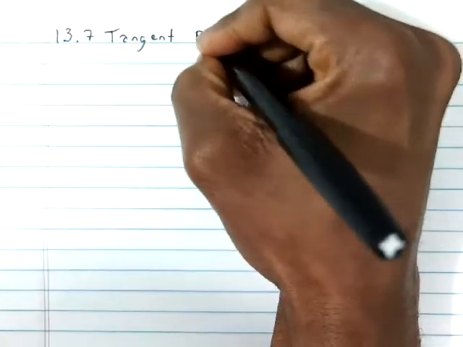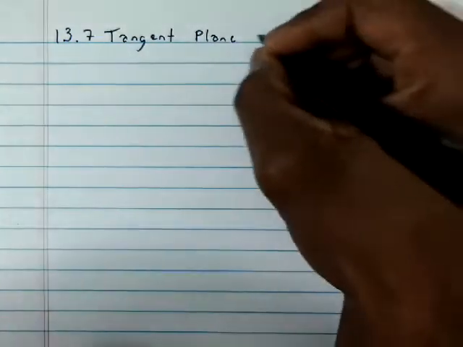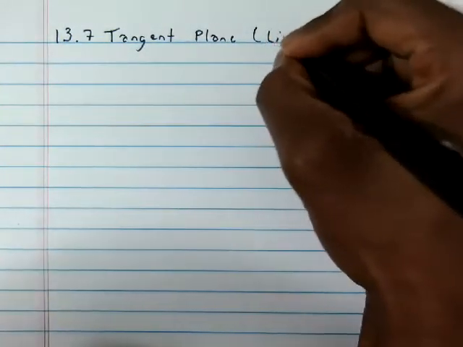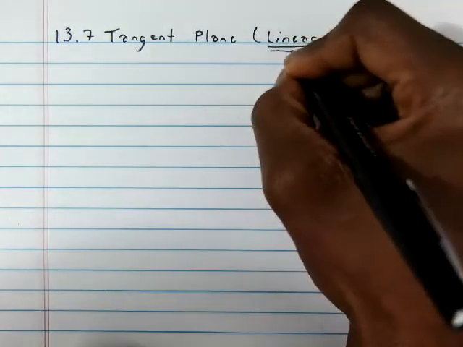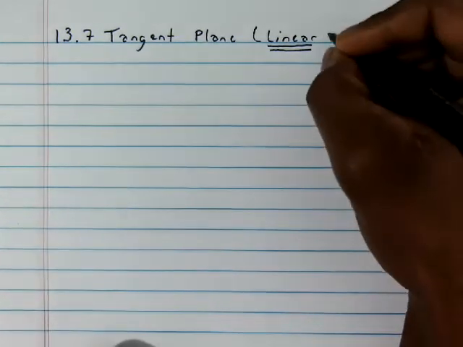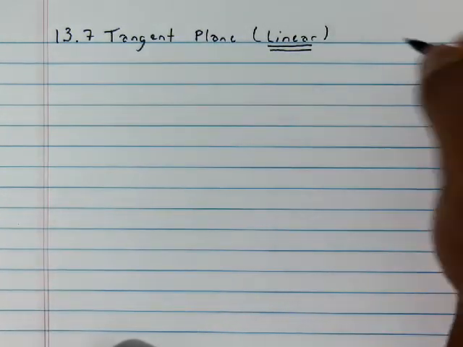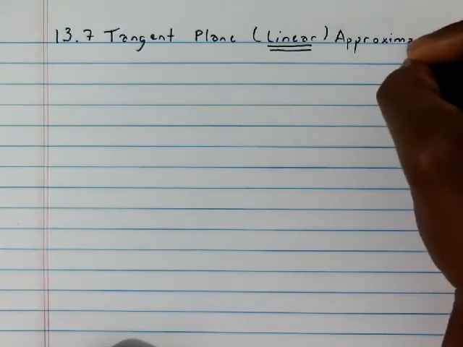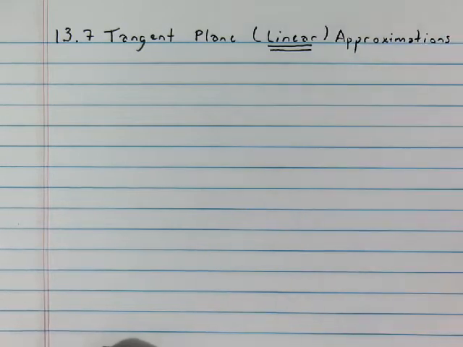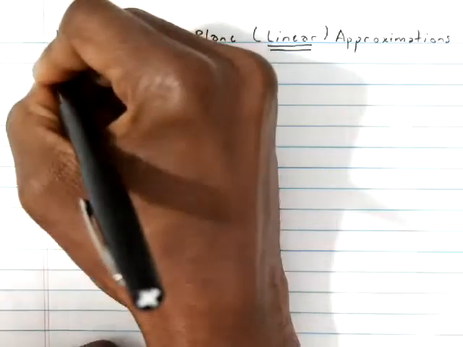All right, in this video, we're going to begin section 13.7, which is tangent plane. And I'm going to insert a word in our title. This is not in the textbook, but we're going to also call these linear, which is really the important aspect. And I'll talk about why I'm inserting that in there. Linear approximations and differentials.